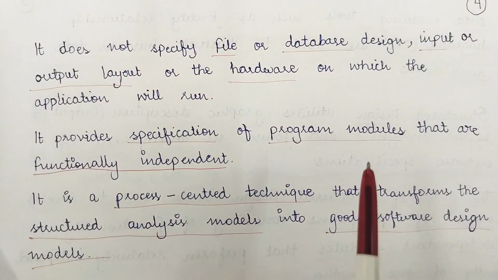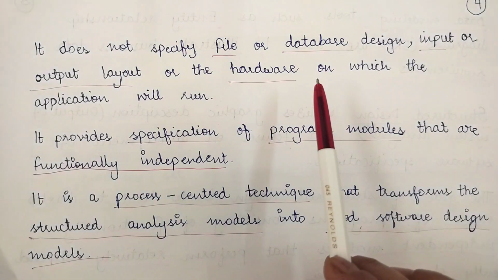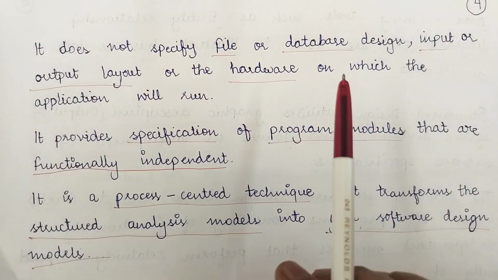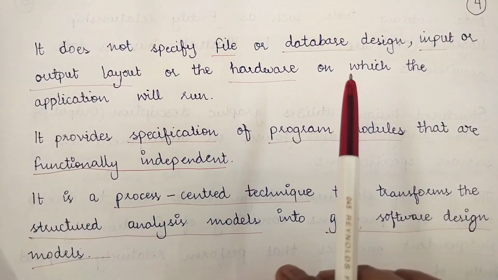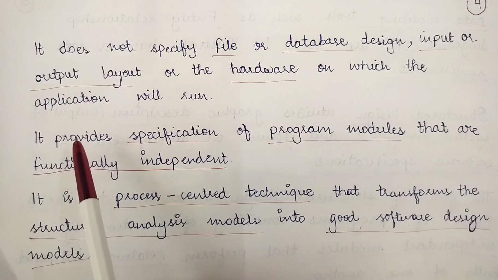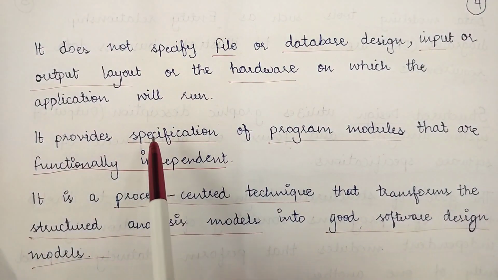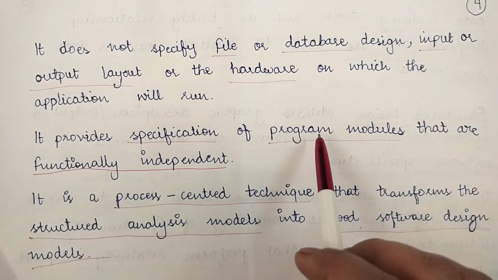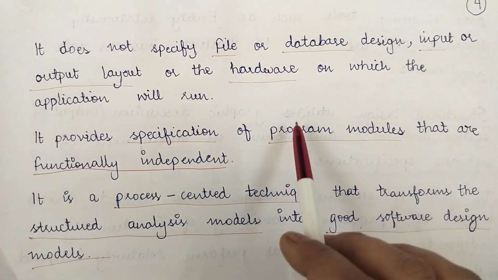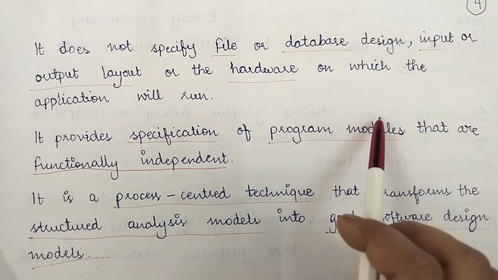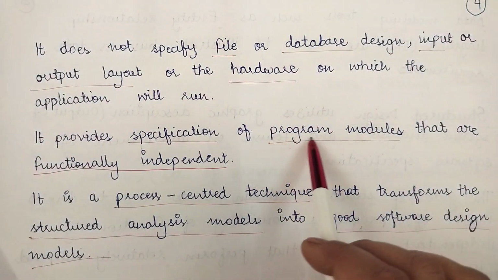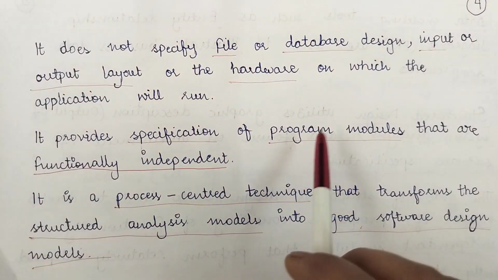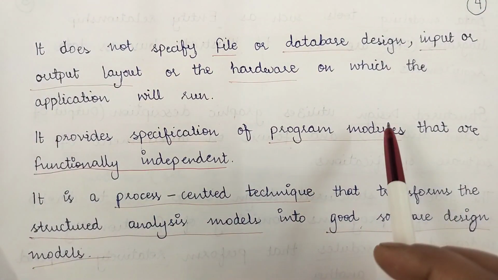The only thing that you specify during the structured design phase is the software specifications, and you have to keep in mind that all the modules that are developed are functionally independent. So the structured design basically provides specification of program modules. What all would be the program modules? Basically the subsystems that we have divided from the system. After the system is divided into subsystems, what would be the program modules for those subsystems, which are functionally independent, because we do not want the functionality of one module to affect the functionality of another module.